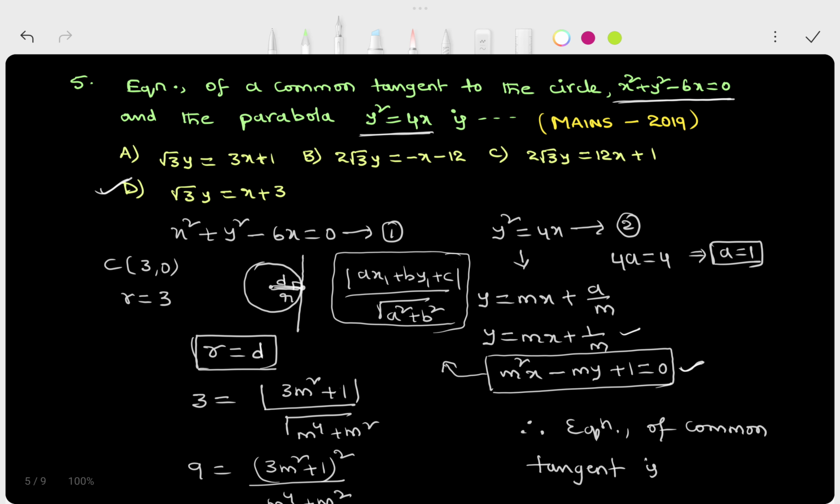So I hope everyone is clear. This is a 2019 Mains examination problem.